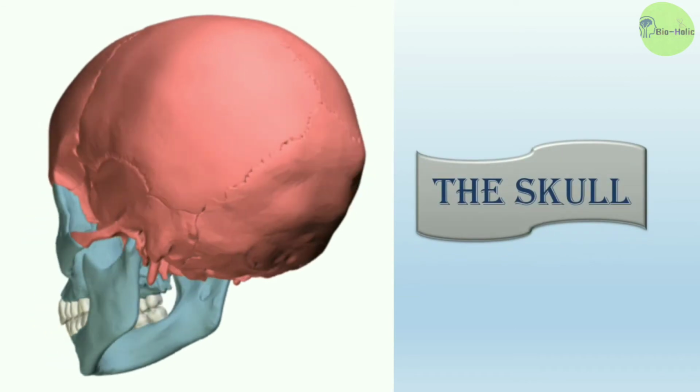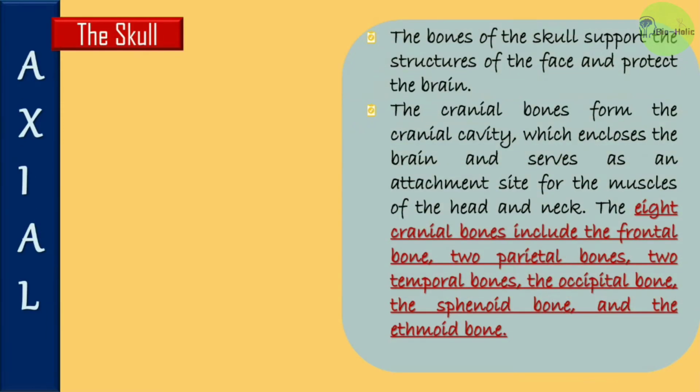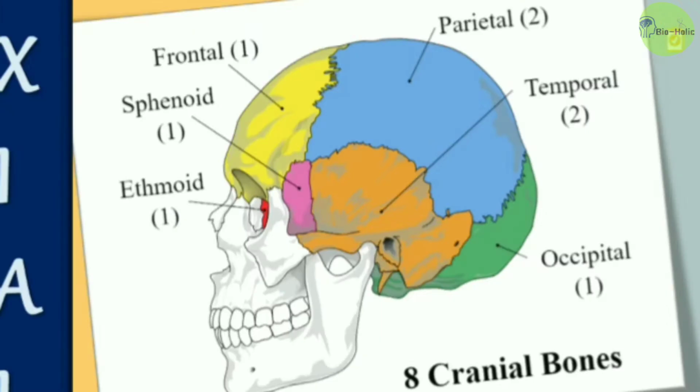First of all, let's see the bones of the skull. The bones of the skull support the structures of the face and protect the brain. The cranial bones form the cranial cavity, which encloses the brain and serves as an attachment site for the muscles of the head and neck. The 8 cranial bones include the frontal bone, 2 parietal bones, 2 temporal bones, the occipital bone, the sphenoid bone, and the ethmoid bone. In this picture, we can see clearly the locations of the 8 cranial bones.